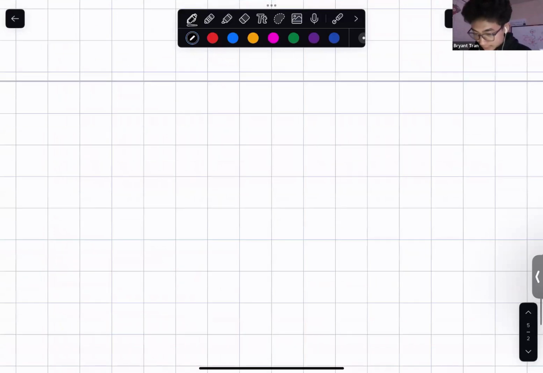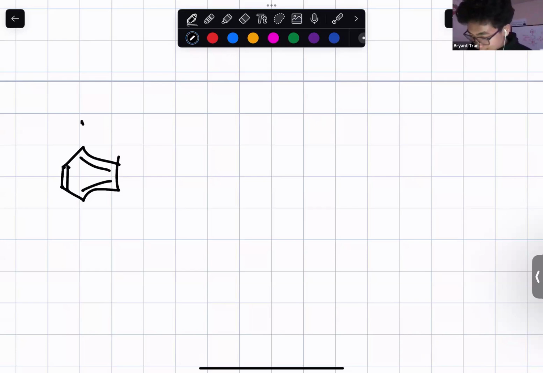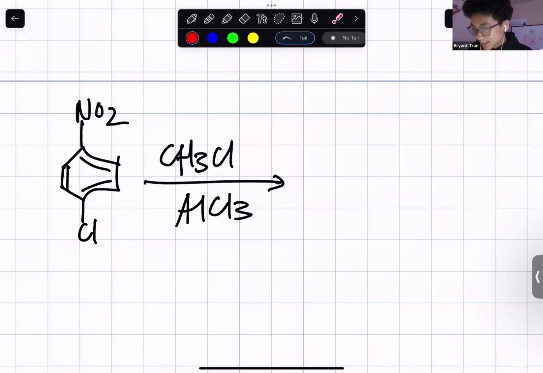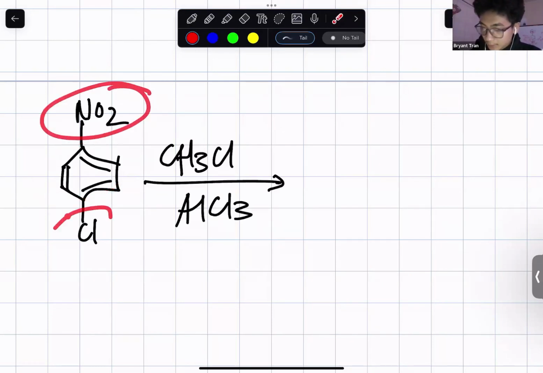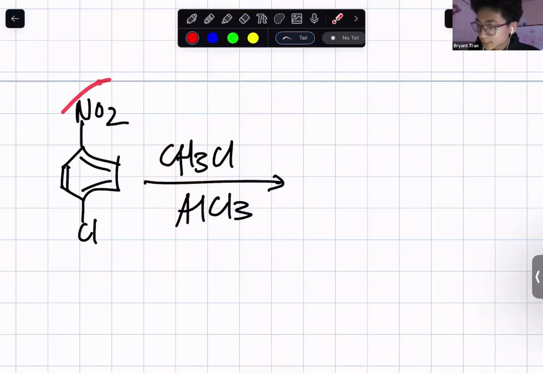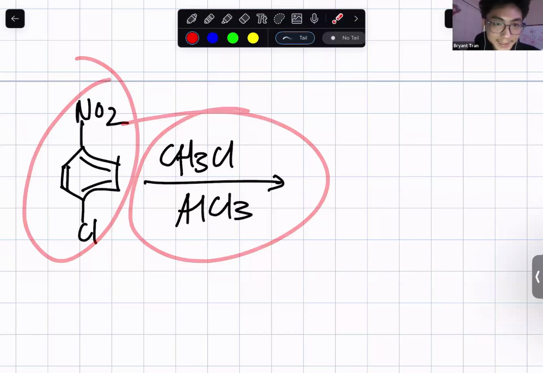So we have this benzene with NO2 and Cl reacting with these reagents: CH3Cl and AlCl3. Okay, let's analyze this. We have a benzene with 2 substituents, a nitro group and a chloro group. And the reagents we have are RX, a haloalkane, and a metal catalyst, AlX3. What reaction comes to mind when you see this starting material and this set of reagents here?